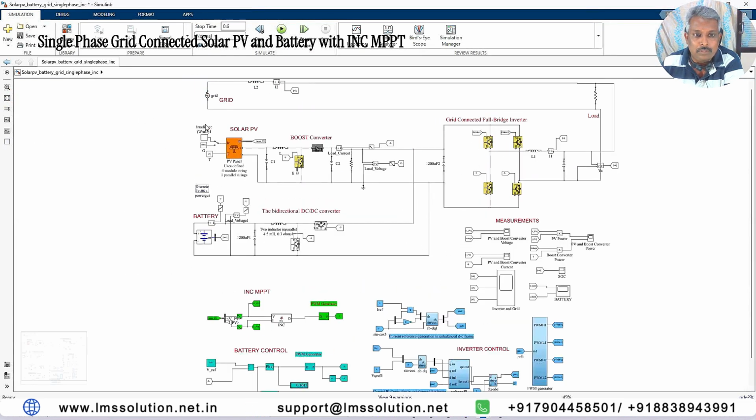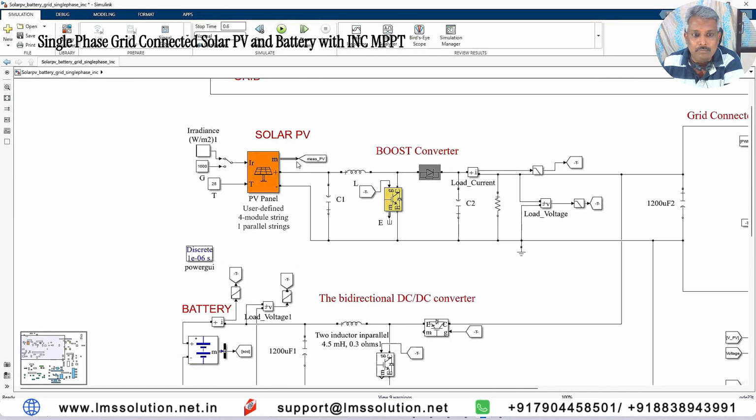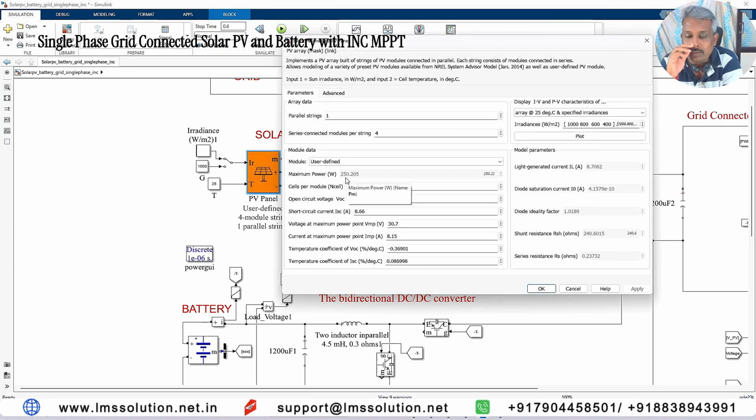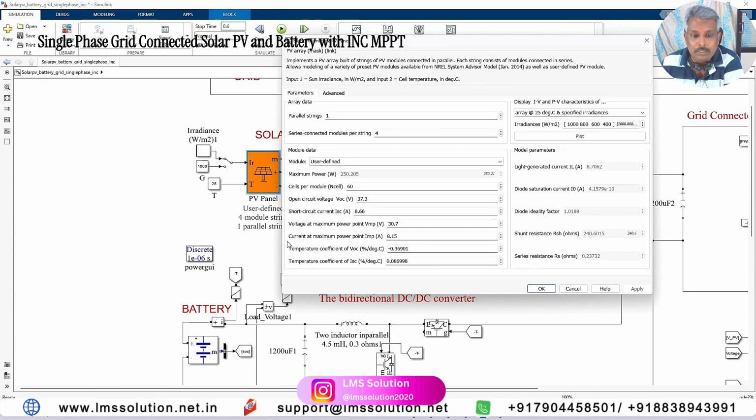So first we have to look at the solar PV system. The solar PV is rated at 250 watts. That means a single panel is rated at 250 watts, the voltage at maximum power point is 30.7 volts, and the current at maximum power point is 8.15 amps. Here we are using 4 panels in series, so totally it can generate a maximum of 1000 watts at standard test condition. That means 1000 watts per meter square under 25 degrees Celsius.